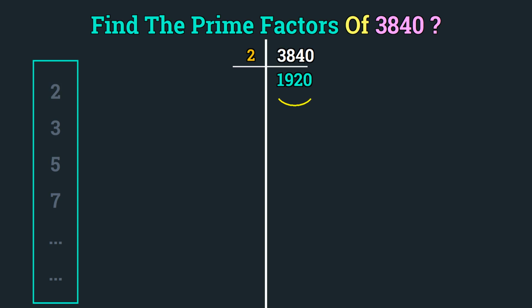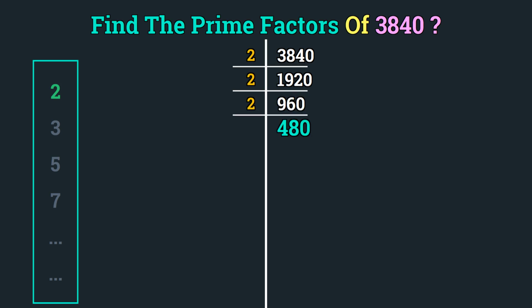Dividing 1920 by 2, which equals 960. So 1920 divided by 2 equals 960. Dividing 960 by 2, which equals 480. So 960 divided by 2 equals 480.